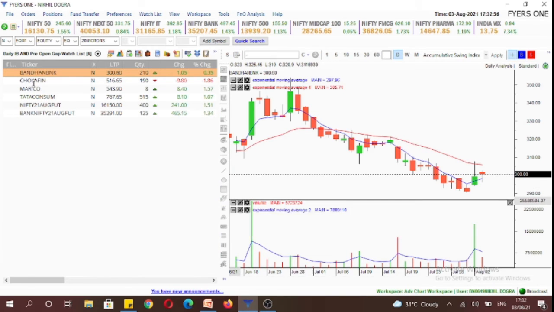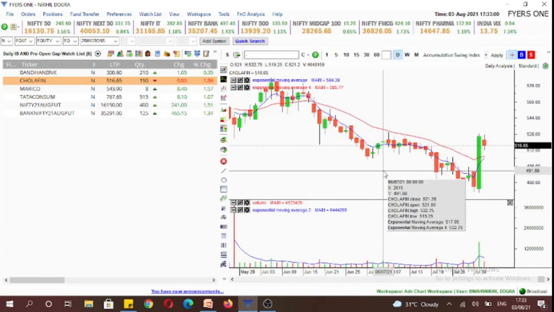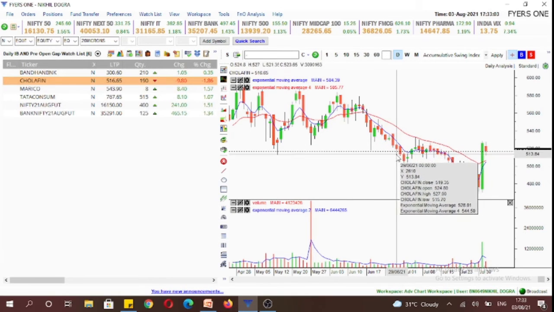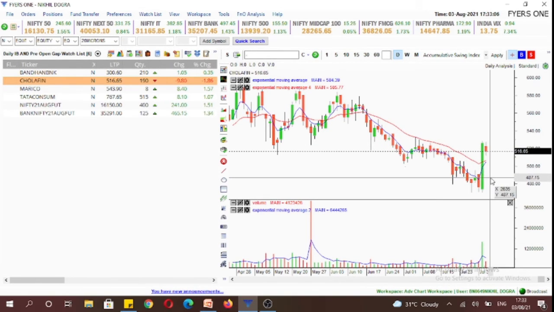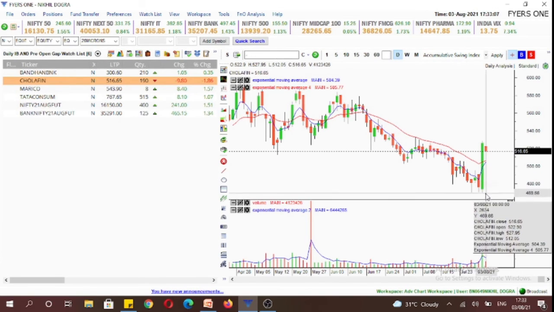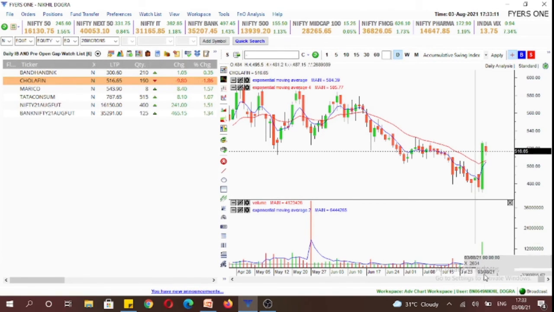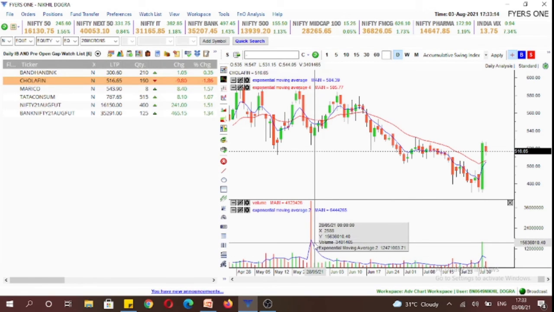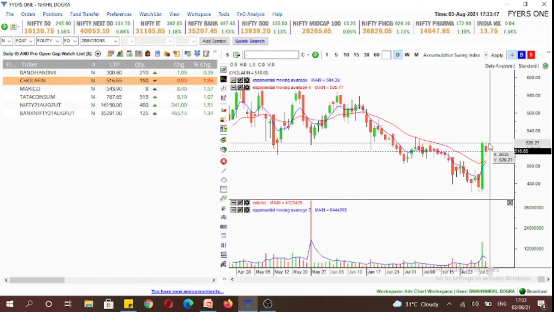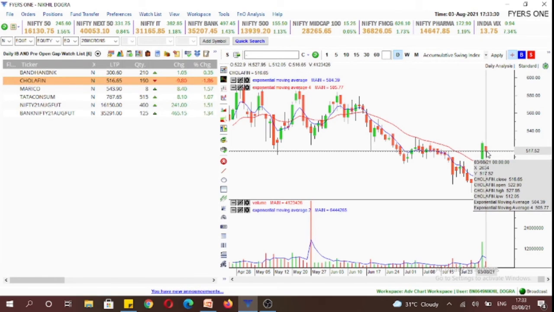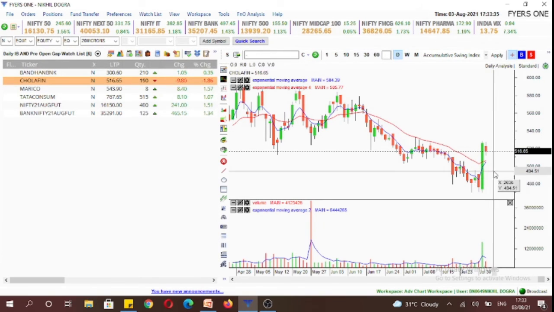Our next stock is Cholafin. It is in a downtrend based on the 5 and 20-day exponential moving averages. However, yesterday we saw a sharp reversal with relatively higher volumes on Cholafin, and today we saw it form an inside candlestick. So we have not formed a bullish 5 and 20-day exponential moving average crossover yet. However, we are trading above the 5 and 20-day exponential moving averages. So we'll look for a buying opportunity above 528 in Cholafin. Else we'll not be making any trade.